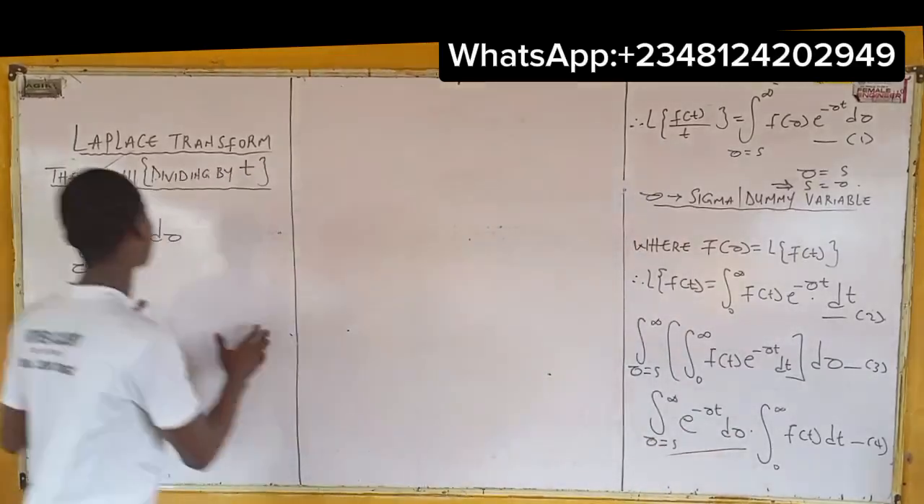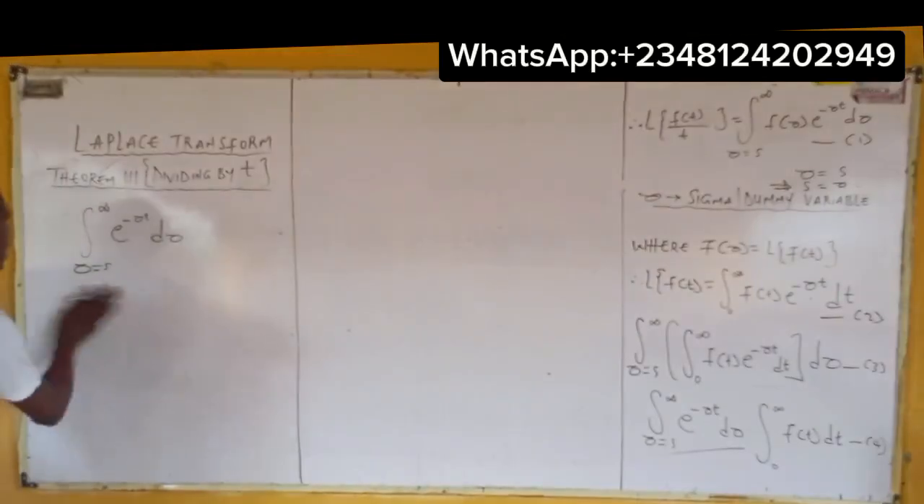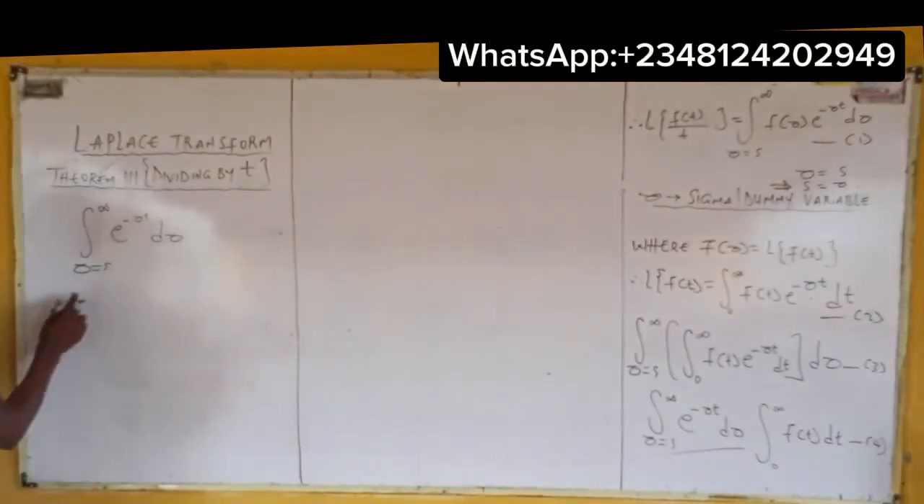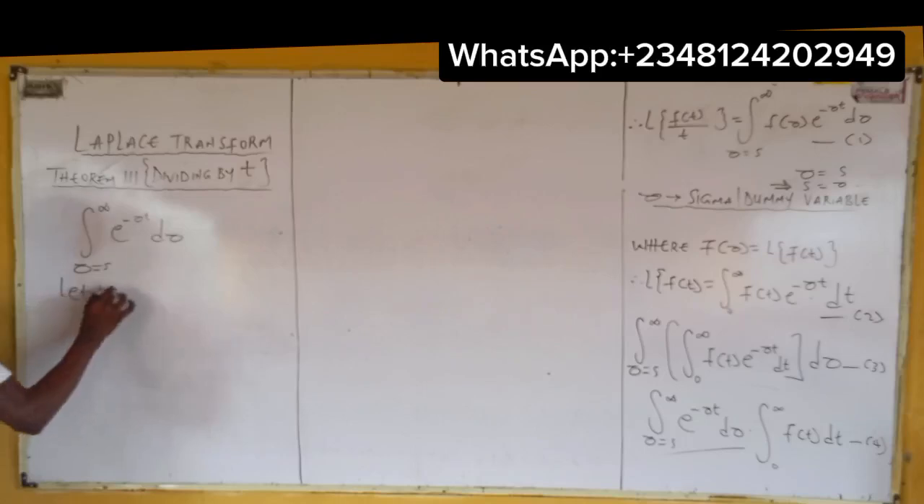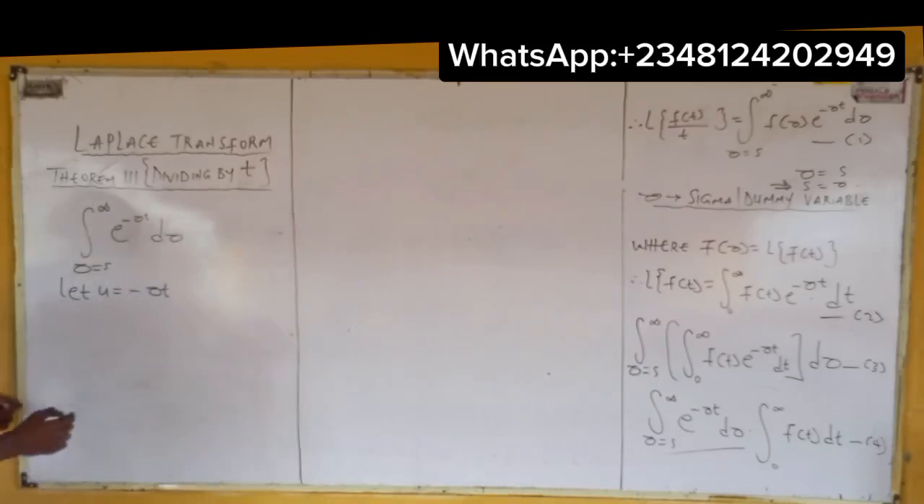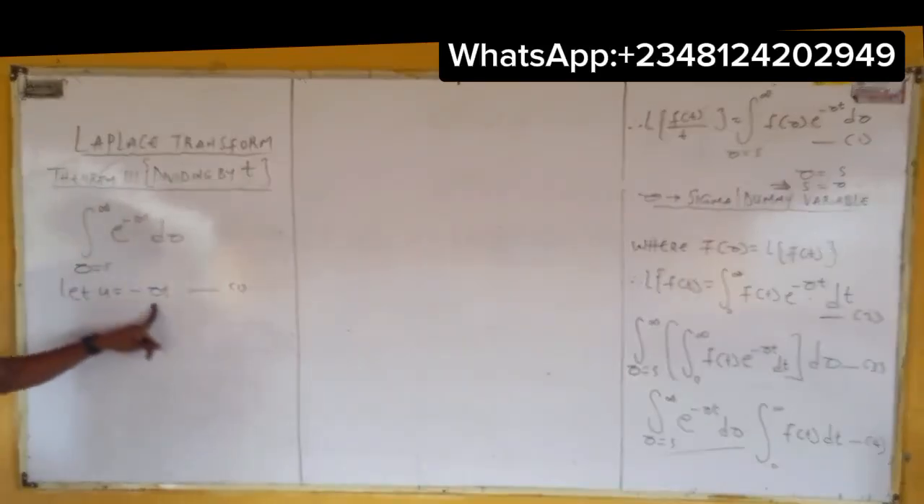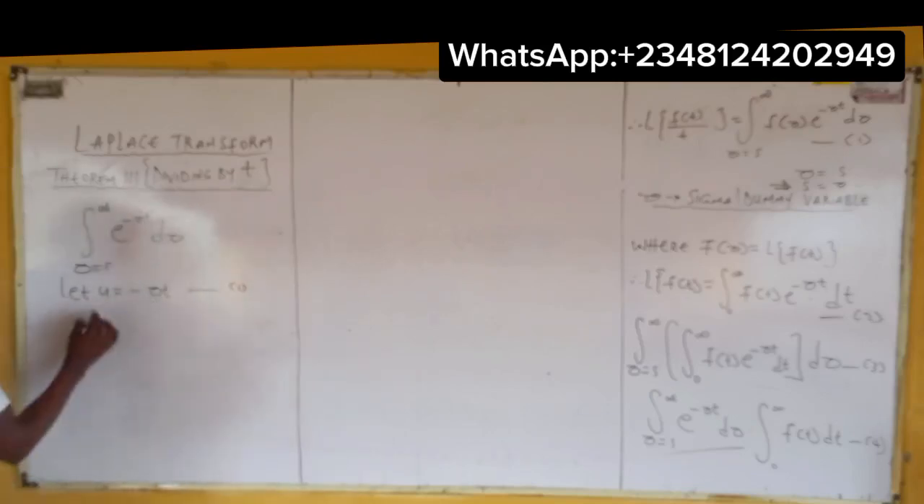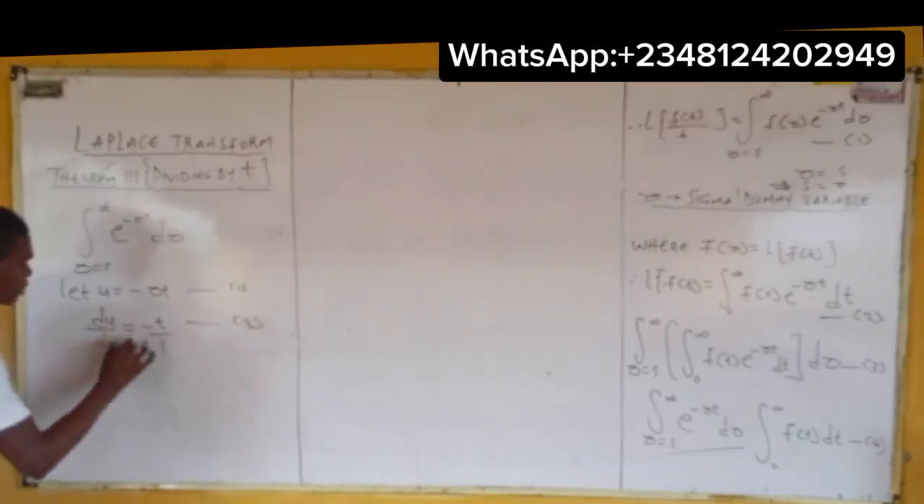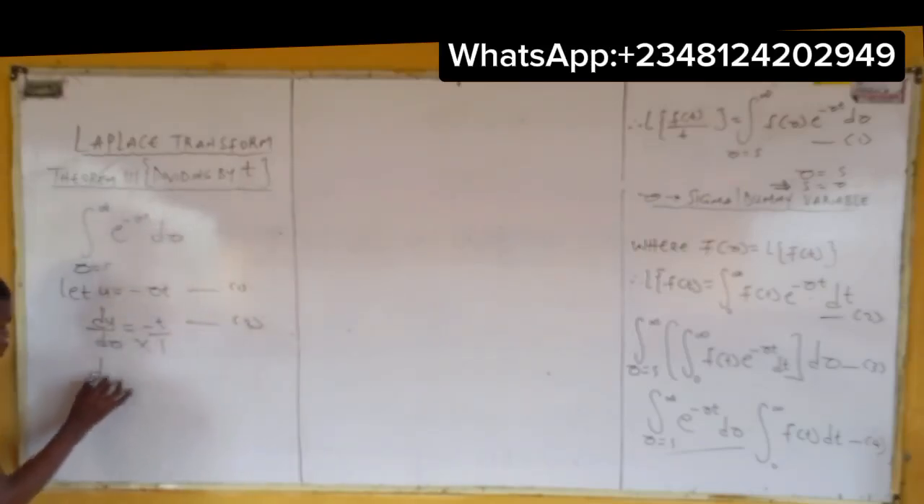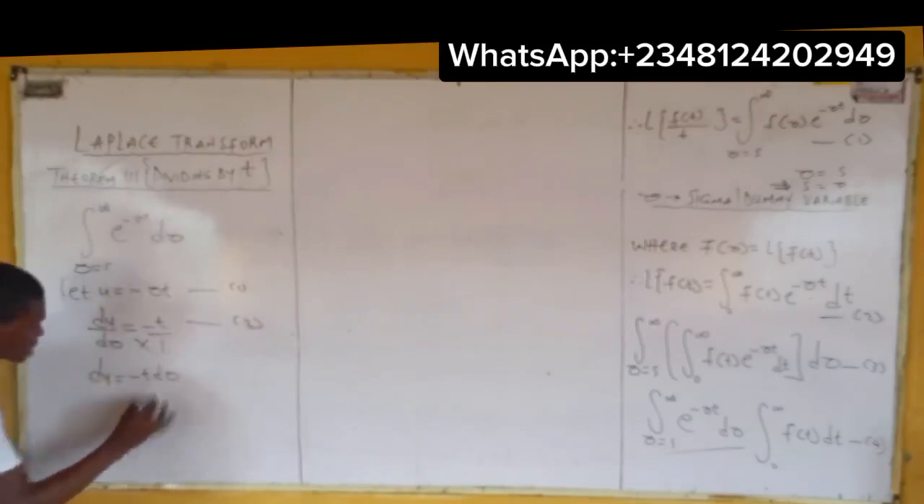Now, given this, say you want to integrate this. Your first task is, let u equal negative sigma t. Say equation 1. From equation 1, differentiate u with respect to sigma. You then have du over d sigma equals negative t. So this is equation 2. From equation 2, cross multiply. By the time you cross multiply, you then have du equals negative t d sigma.